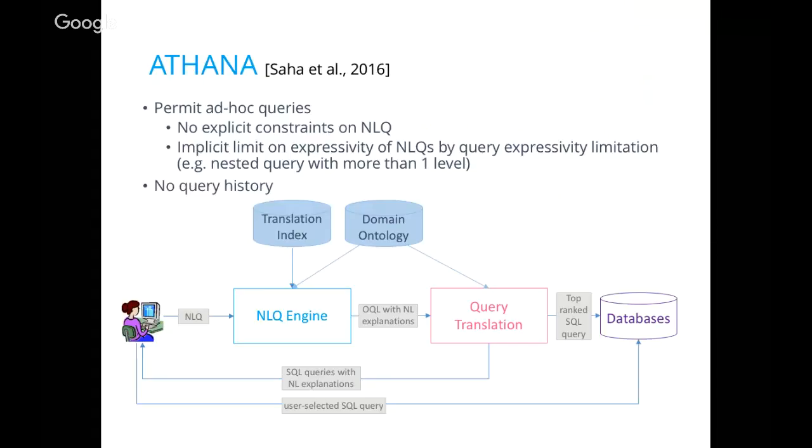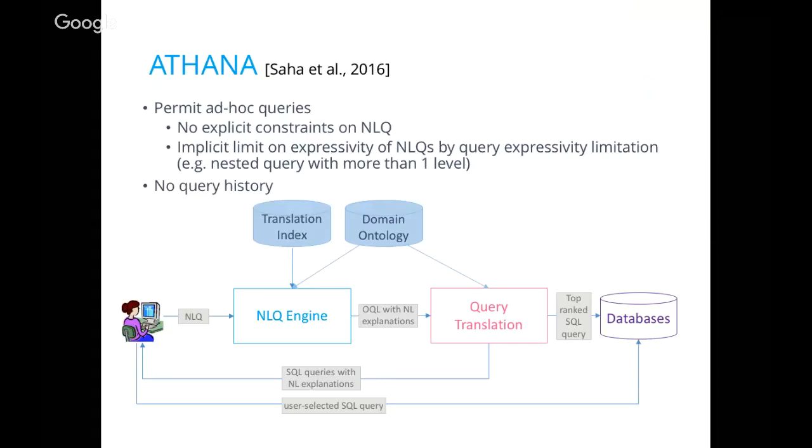In fact, there's an implicit limitation in the system that may be challenging for people to understand. For example, in this particular system, it does not support nested queries with more than one level. It also does not support a certain type of aggregation. Those limitations are mentioned in the paper, but as a user of the system, it may be difficult to understand exactly what this system supports.